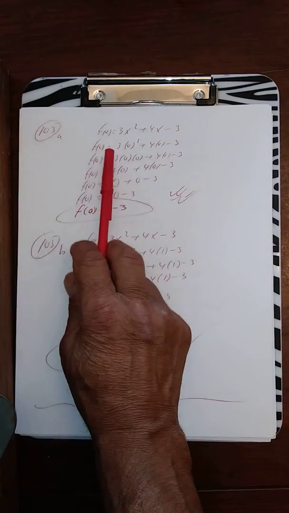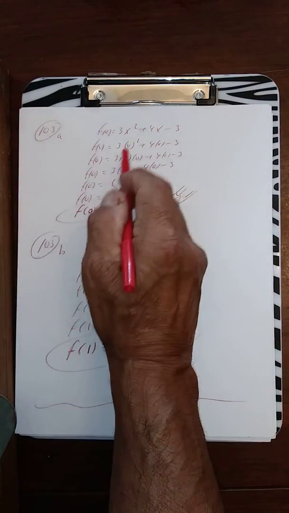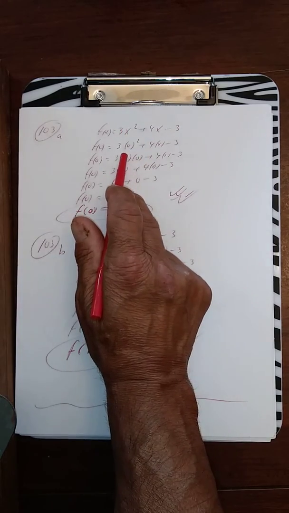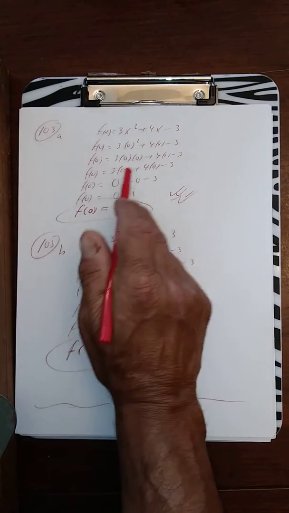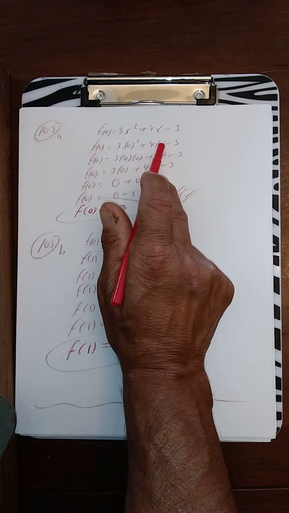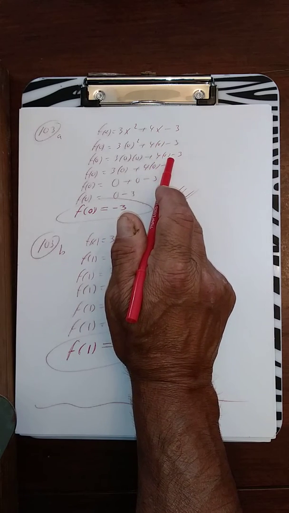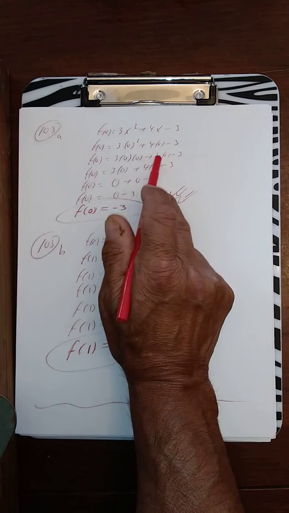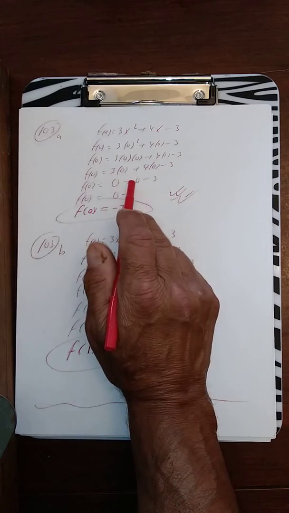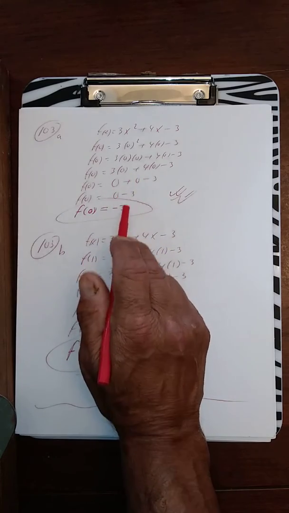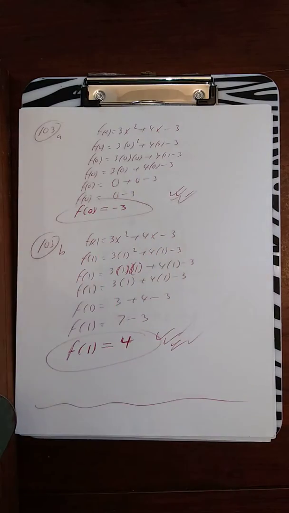Alright, find f of 0. That means put 0 in the formula right here. 0 squared means 0 times 0, and 0 times that is 0. And 4 times 0 is 0. So that's 4 times 0, which is 0, and 0 minus 3 is minus 3. So f of 0 is minus 3.